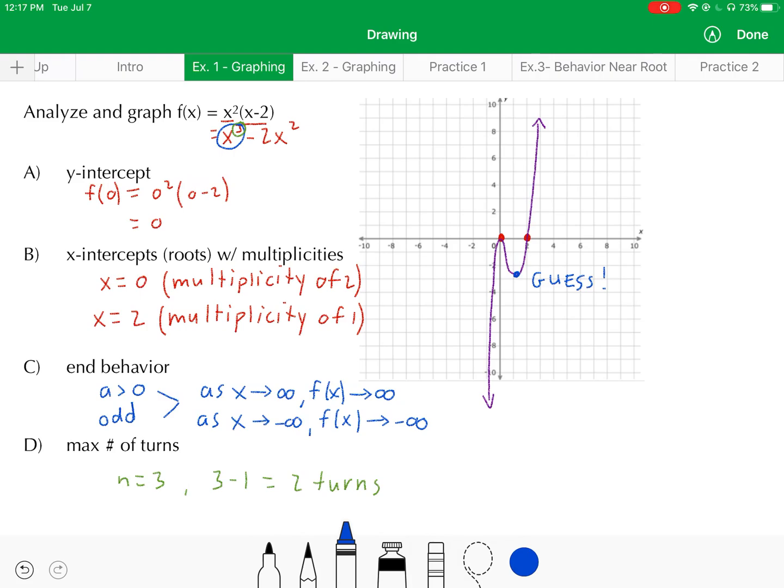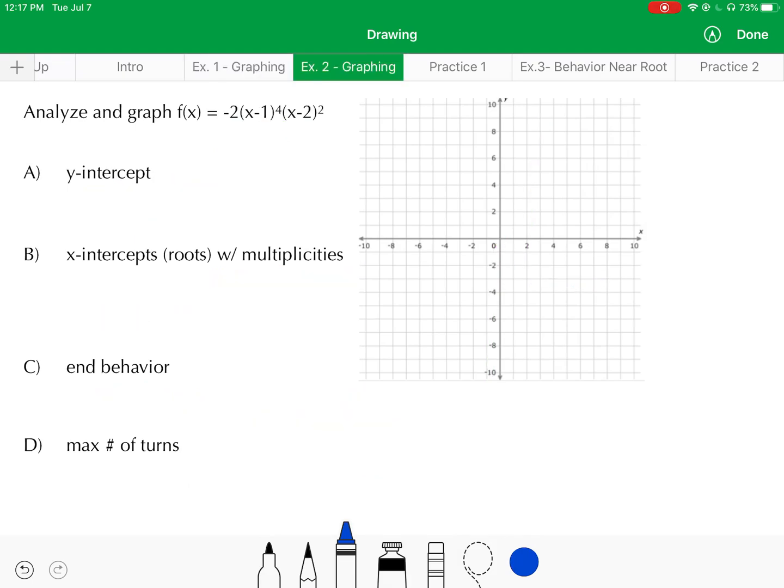Also notice how many turns this curve has. There's a total of two turns, which matches what we answered in part D there. All right, let's do one more example together. This one's going to be a little more sophisticated.